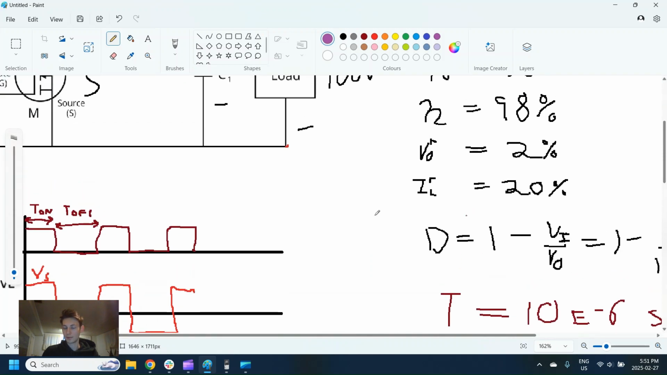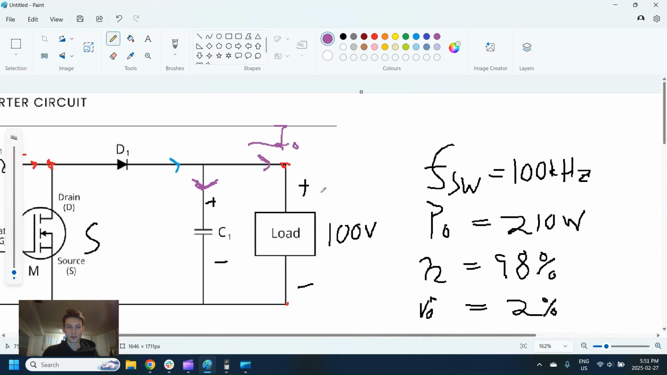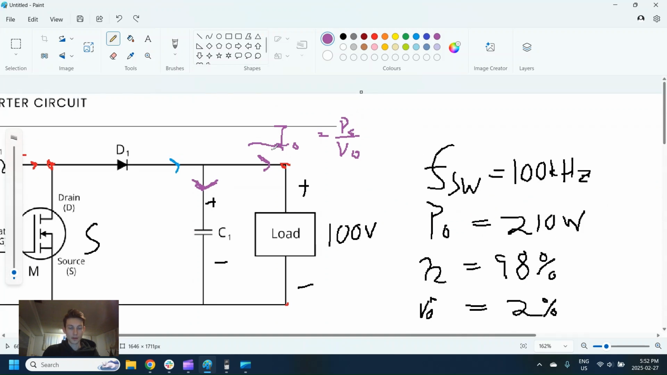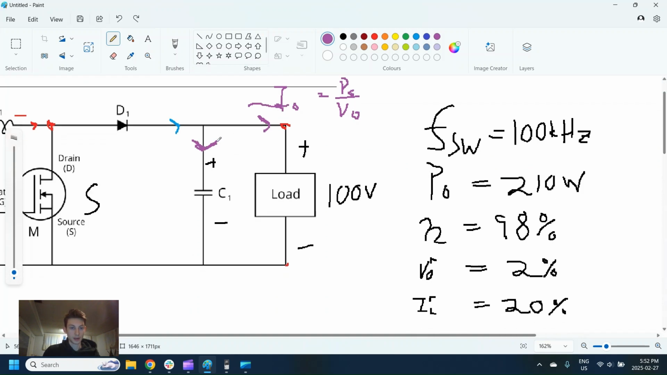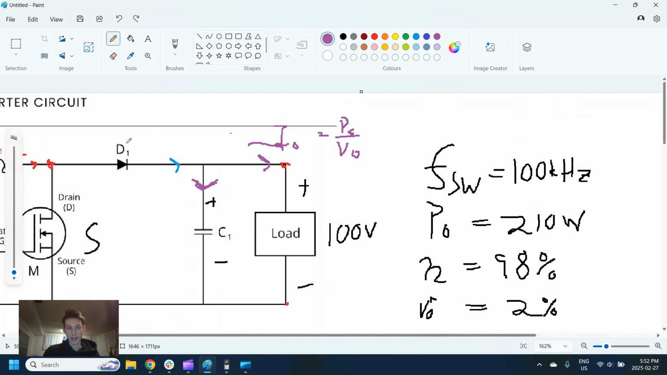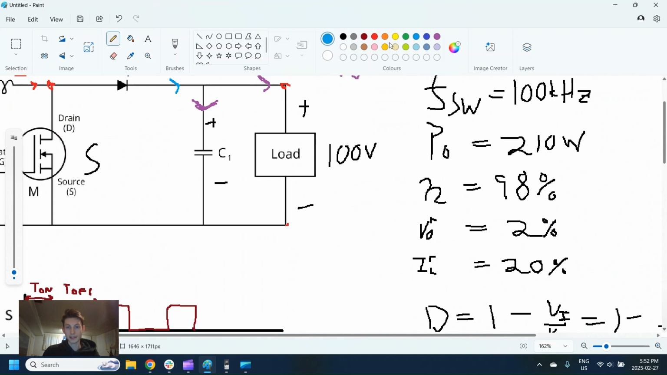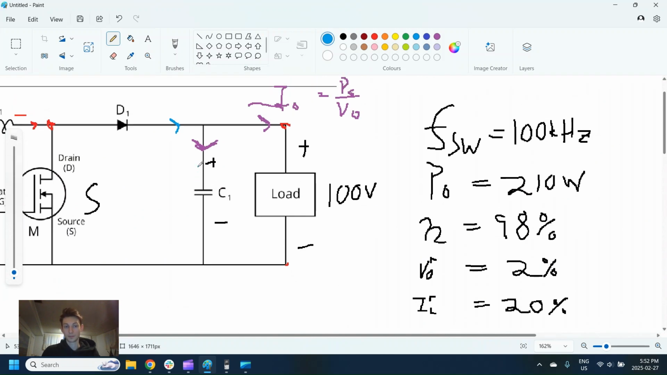And again, we can just get that from the P out and the V out. So this is going to equal P out, 210, divided by V out, which is 100. That's just given here and here. So that's the I out, which is a constant, and we have the current into the capacitor. So by Kirchhoff's current law, we know that ID, the average current in the diode, is going to equal the average current in the capacitor, which actually has to be 0.